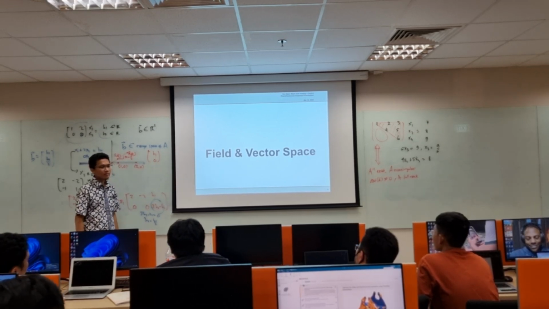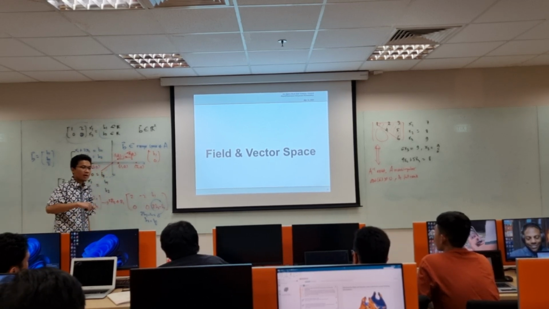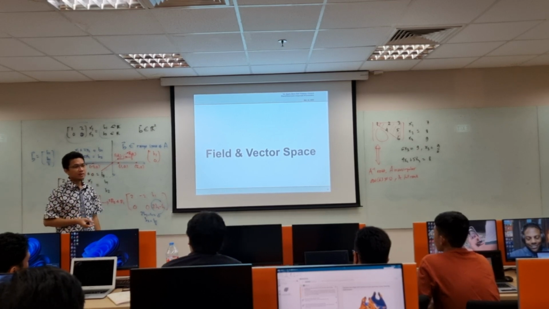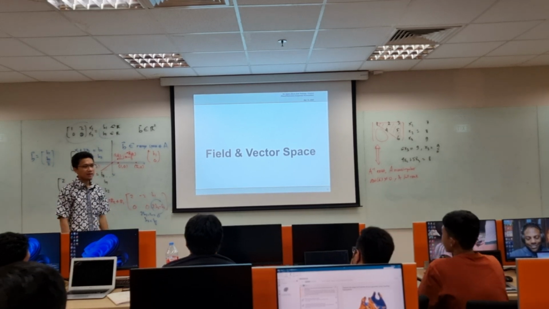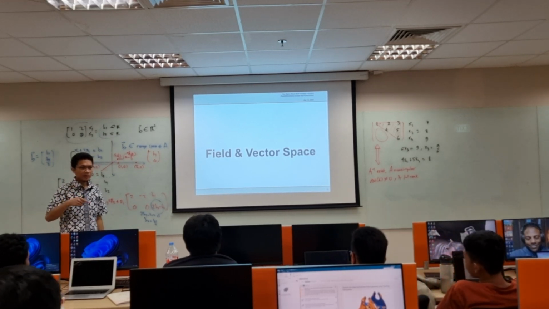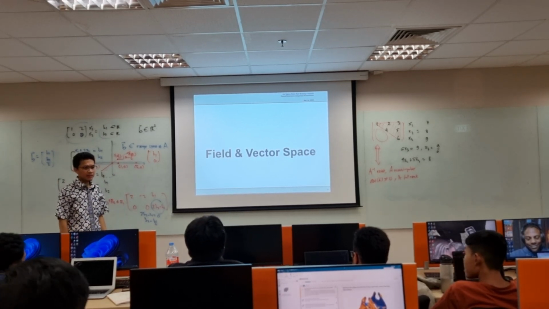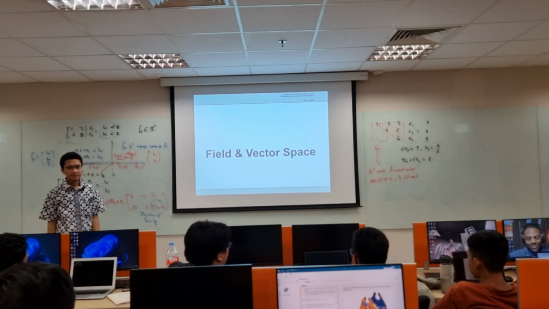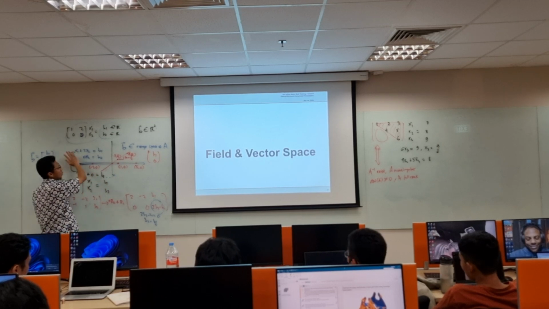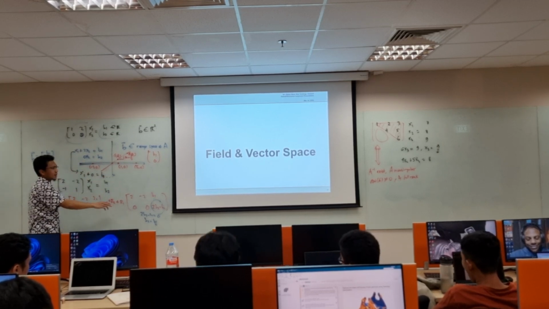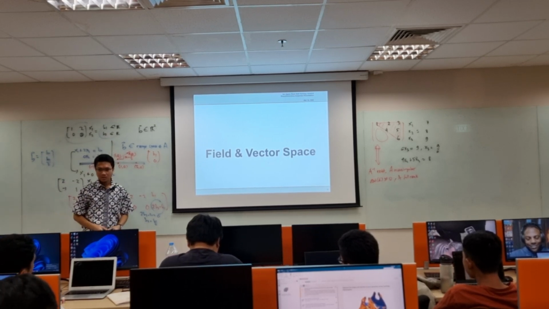When it is R3, the field is still the real numbers. When you are working with R3, R4, R100, the field is still the real numbers, but the vector space changes its dimension. If it is R3, it becomes x, y, z, a three-dimensional space. When we talk about R2, our vector space is the whole xy plane.